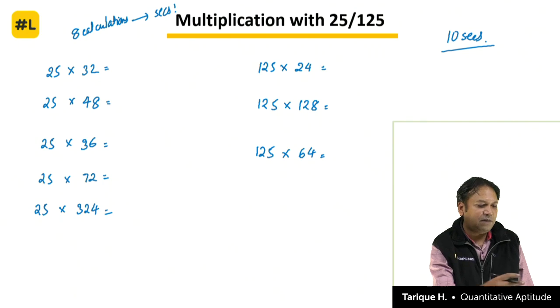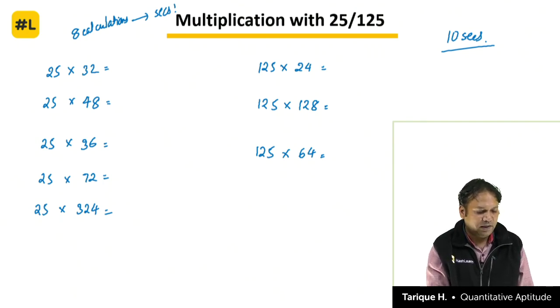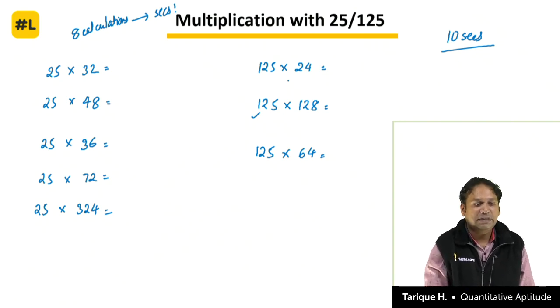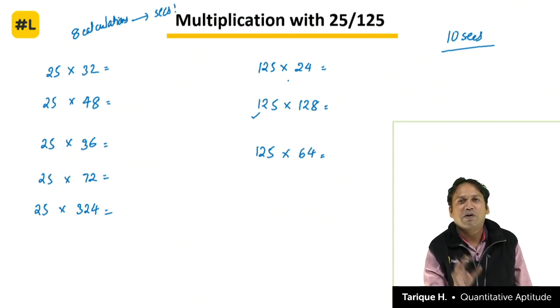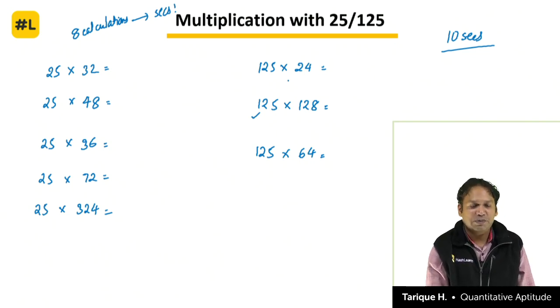Can you post the answer for some of these at least? What is 25 into 32, 25 into 48? What is 25 into 324? Or at least do this one, 125 into 128. Post the answer. Can you do all of these calculations within 10 seconds? That is the question. If no, that means you are lagging behind in the competition. There are 4,100 vacancies, but the number of people applying is also huge. So understand now, a quick technique, and you will see how you can get these answers in 10 seconds.